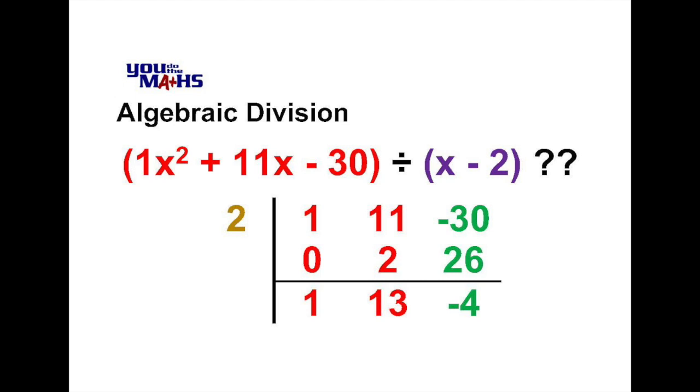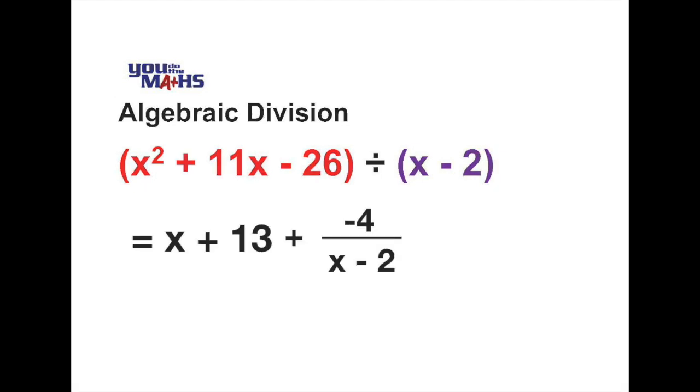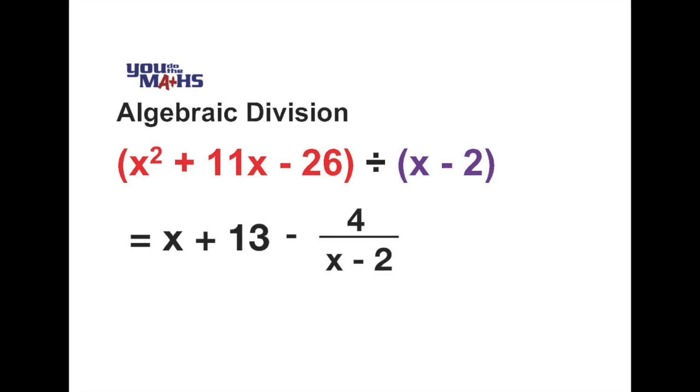So our solution is based on the coefficients of 1 and 13, which gives us an actual answer of x plus 13, and we have a remainder of negative 4. We can express that algebraically by saying the division is equal to x plus 13 plus negative 4 over x minus 2. We can simplify that second fraction so it becomes x plus 13 minus 4 over x minus 2.